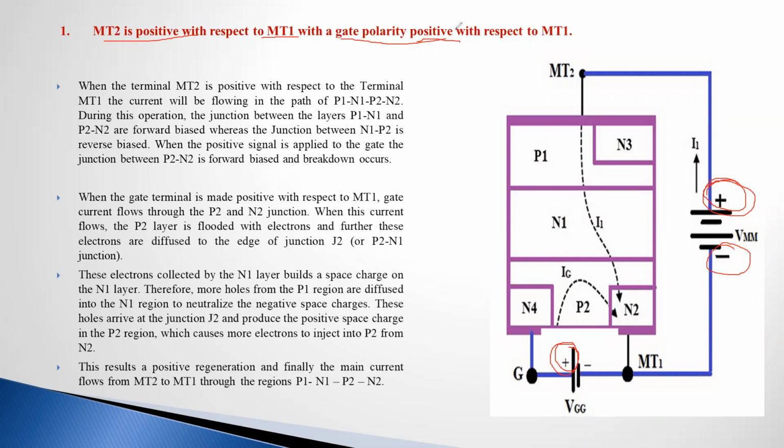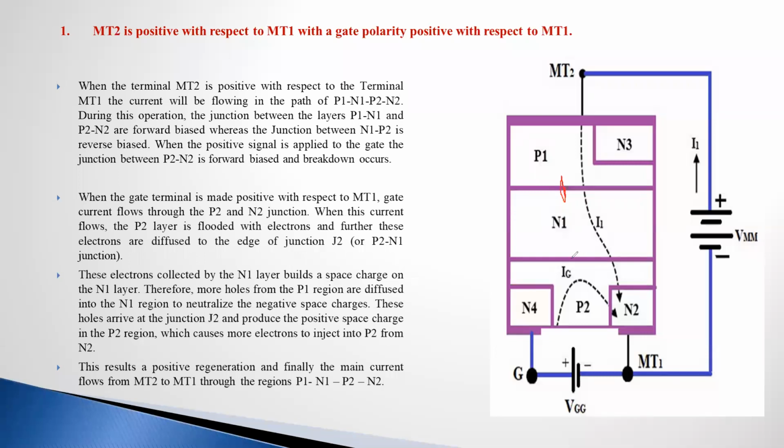Next, how can the triac be turned on in this mode? How will the triac be turned on? See here, MT2 is connected to the positive. The junction P1N1, this junction is in forward bias condition because P1 is connected to the positive and N1 is connected to the side of negative. Means obviously the junction P1N1 is in forward bias condition.